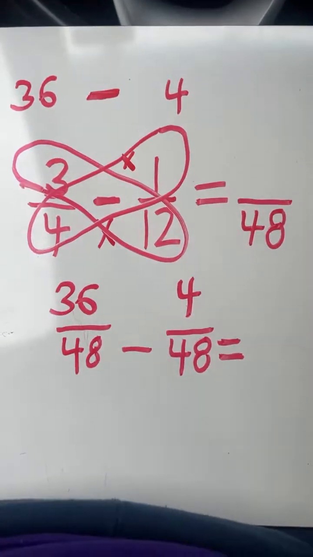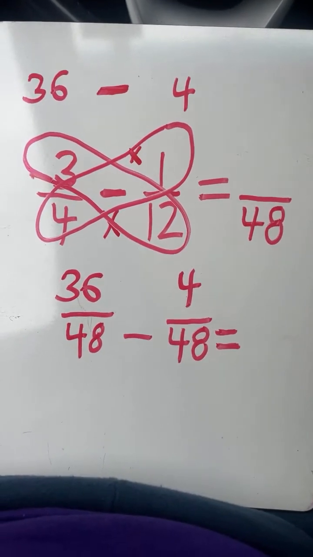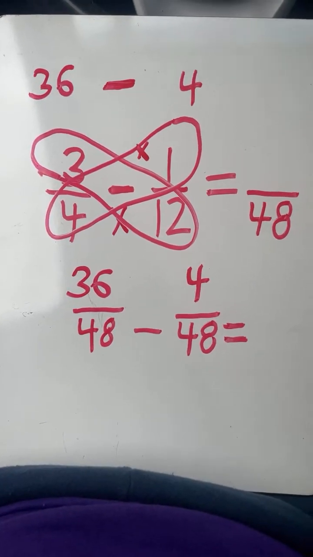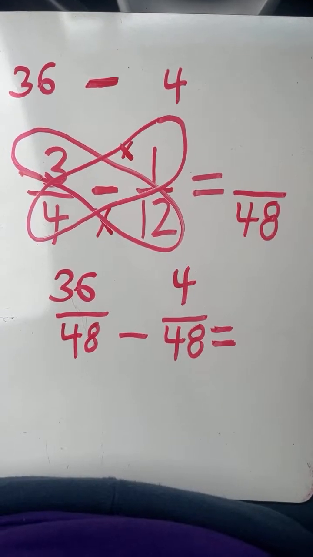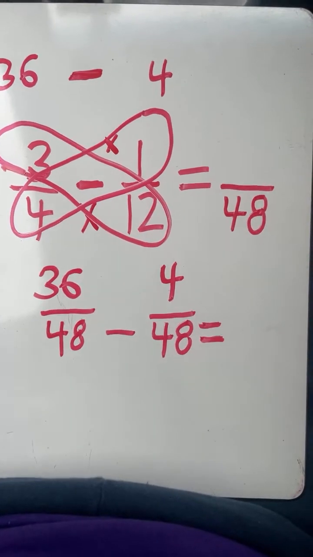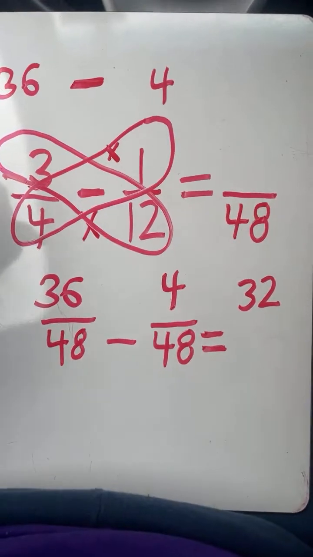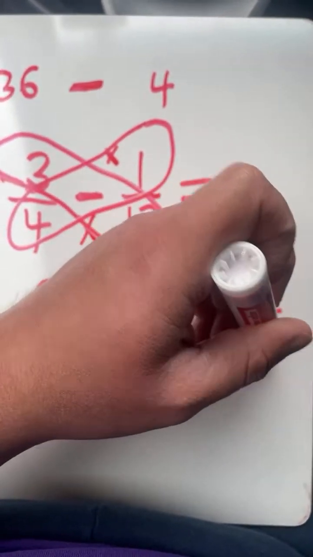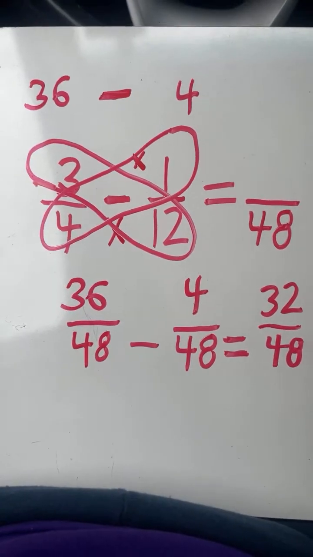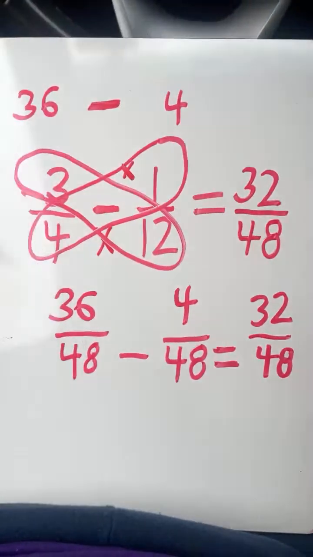Next we have to subtract our numerators. So 36/48 minus 4/48. Now that we have like terms, we can subtract the fractions. 36 minus 4 equals 32. Our common denominator of 48 will stay the same, and our answer is 32/48. So 3/4 minus 1/12 equals 32/48.